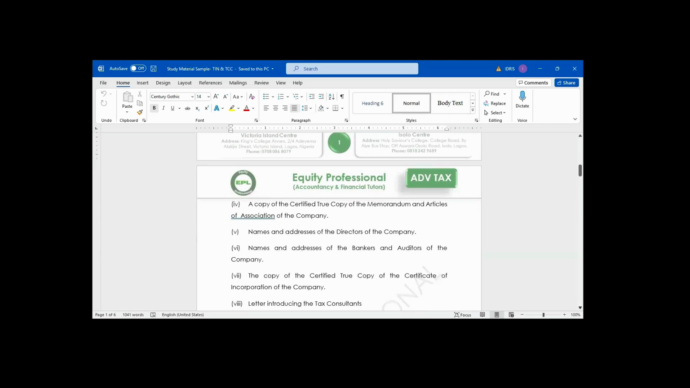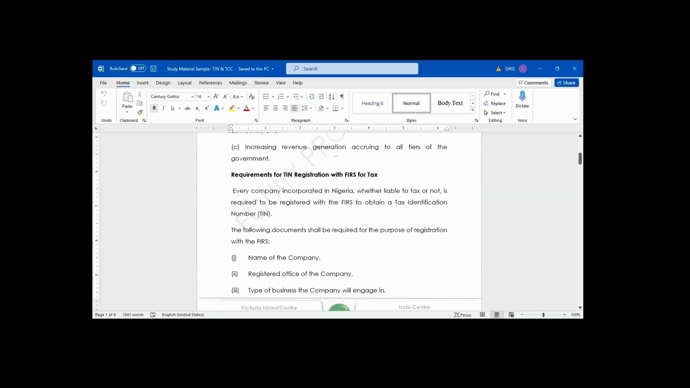Number four, a copy of certified memorandum and article of association. A copy of certified what? Memorandum and what? Article of association. Number five, name and address of directors of the company. Number six, name and address of the banker and auditors of the company.